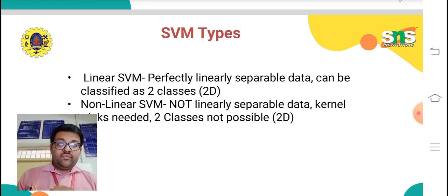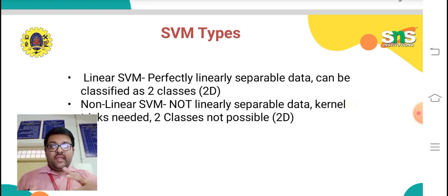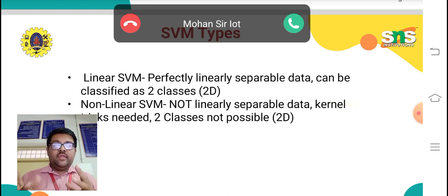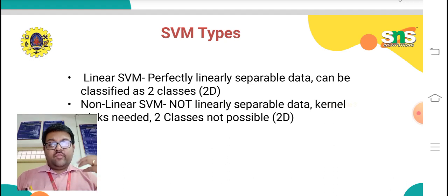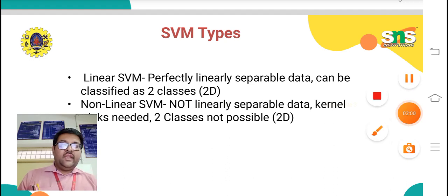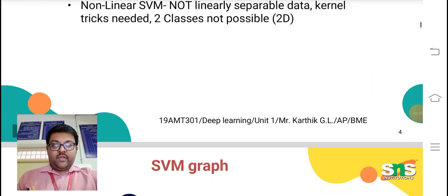But with non-linear SVM, the data set is not linearly separable. It is not in a linearly separable format, meaning we cannot say the data set has only positive and negative values, or it may be a combination of positive and negative values, and it is very difficult to separate or classify. For that type of data set we go for non-linear SVM. So there are two types: one is linear SVM and another is non-linear SVM.